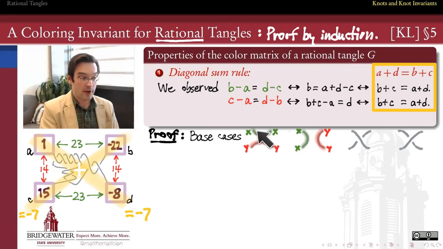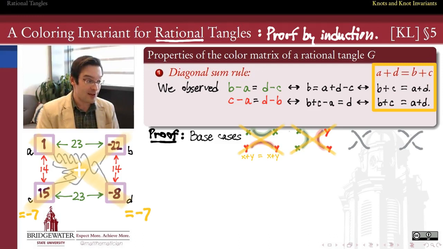For the horizontal, the only way really for me to color it is to give the strand up top the color X, the strand on bottom color Y. For the vertical tangle, give the strand on the left a color X and the strand on the right a color Y. Is the diagonal sum rule satisfied in each of those cases? It absolutely is, because in both cases the sums are just X plus Y, so those are trivial.